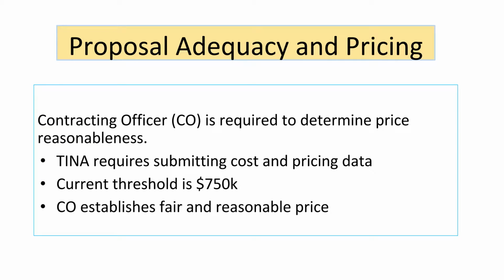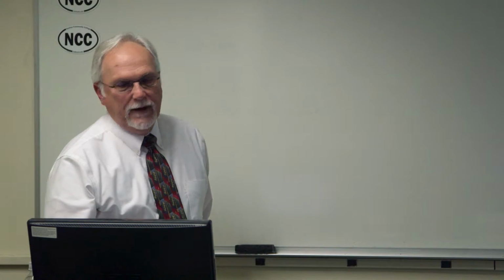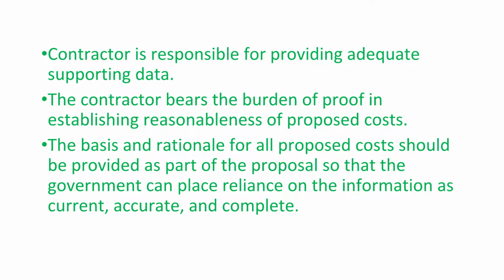Contracting officers are required by the FAR to determine price reasonableness in negotiating a contract price. TINA requires submitting cost and pricing data. The current threshold, I forgot, is 750K, not 700,000. And the contracting officer is required to establish a fair and reasonable price. You as a contractor are responsible for providing adequate supporting data.